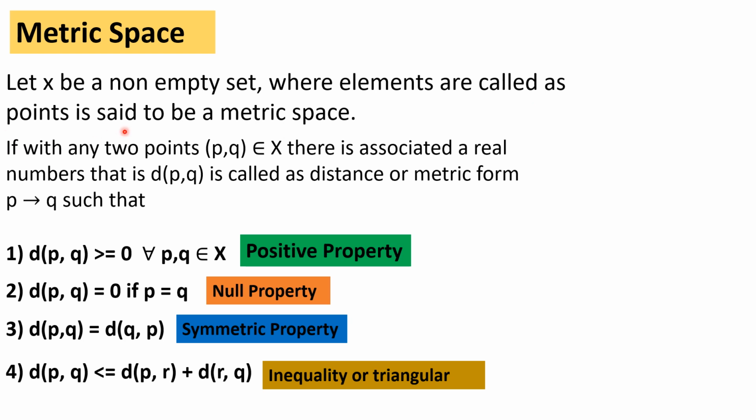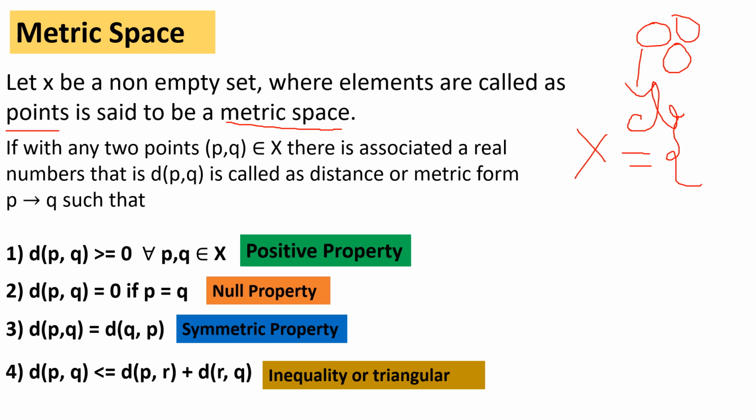Where elements are called points, it is said to be a metric space. Just now we saw that in one box we have some things like this. These are called elements. These elements are nothing but points. Where X is equal to {1, 2}, X contains elements, so these elements 1, 2 are called points.